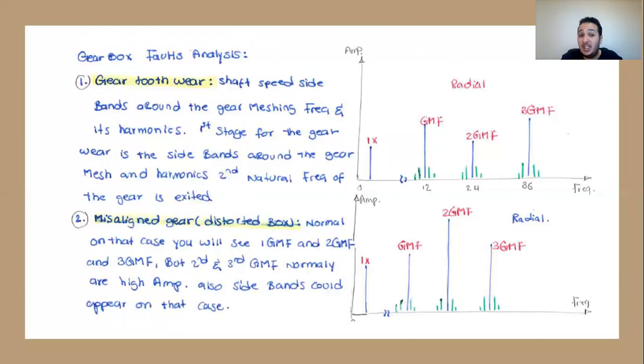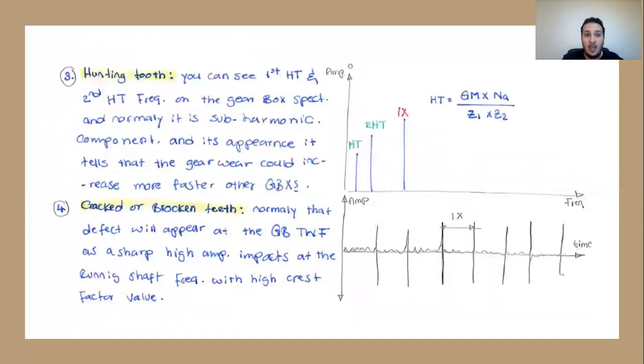Also, you can have a misaligned gear pattern, where you will see the gear meshing frequency surrounded by sidebands, and its second and third harmonics. Normally, you will see the second and the third harmonics with higher amplitude than the first harmonic of the gear meshing frequency. Also, you can see the hunting tooth, as we said, which will be the gear meshing frequency multiplied by the product of the common factor divided by the number of teeth of the first gear and second gear. And also you can see cracked or broken teeth, which is very important.